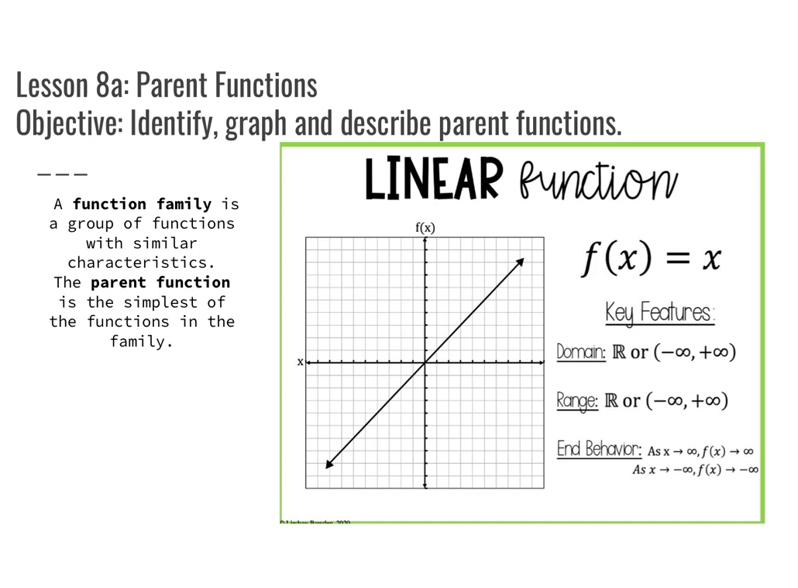So our first parent function is the linear function, which just means f of x is equal to the letter x. This produces a straight line straight through your origin. So the domain of this would be all real numbers, and the range will also be all real numbers. Another key feature is we can describe the end behavior. So as x is approaching infinity, f of x is approaching infinity, and as x is approaching negative infinity, f of x is also approaching negative infinity.